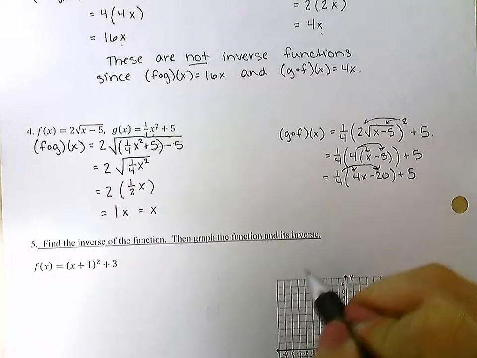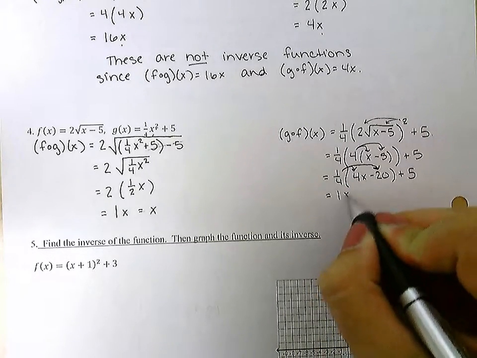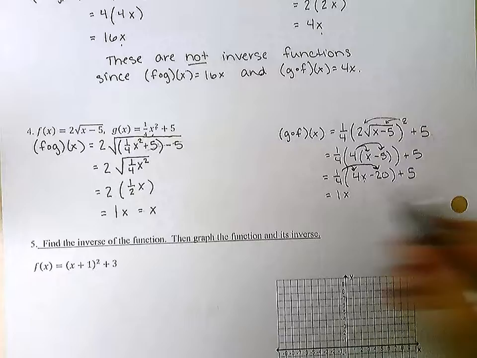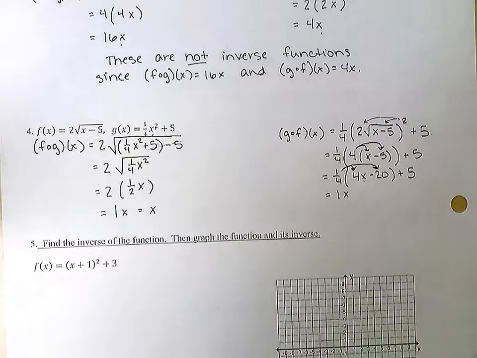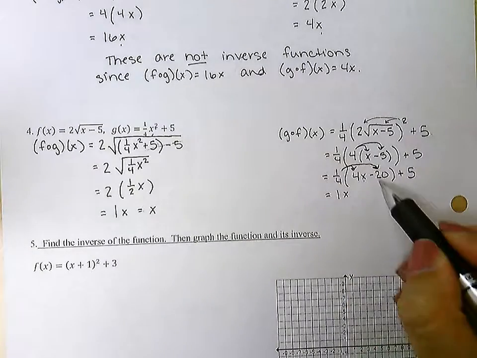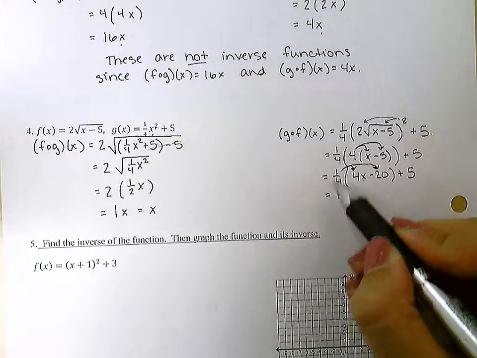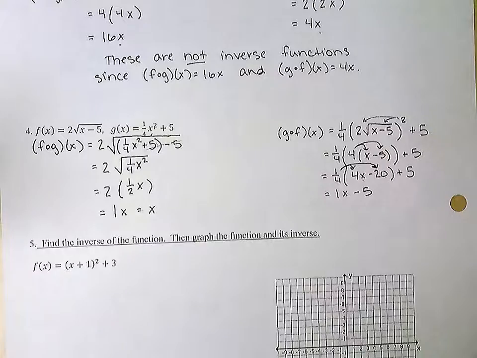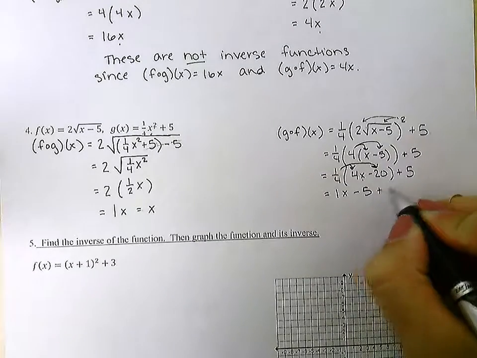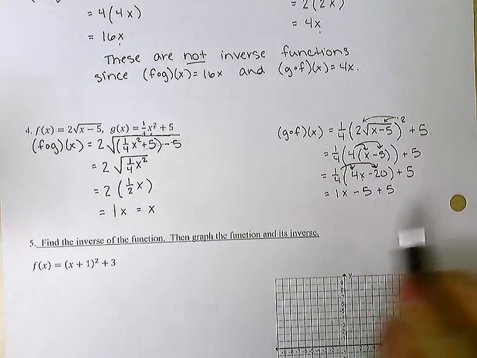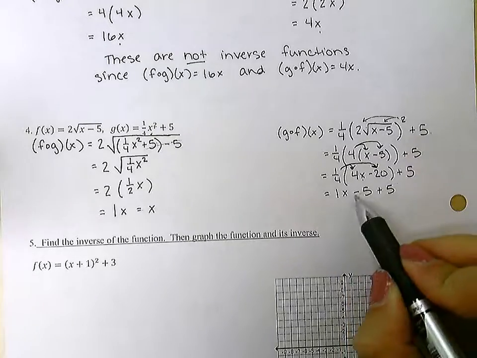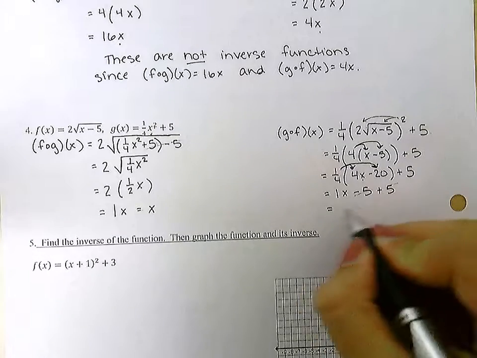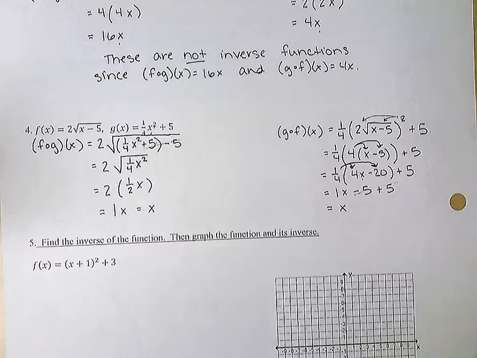Okay, 1/4 times 4 is just 1. And I still have that x. And then 1/4 times negative 20. So that's like saying negative 20 divided by 4. Okay, that would just be that minus 5 there. And then I still have a plus 5. Now since I have minus 5 and plus 5, those zero out. And I am just left with x.